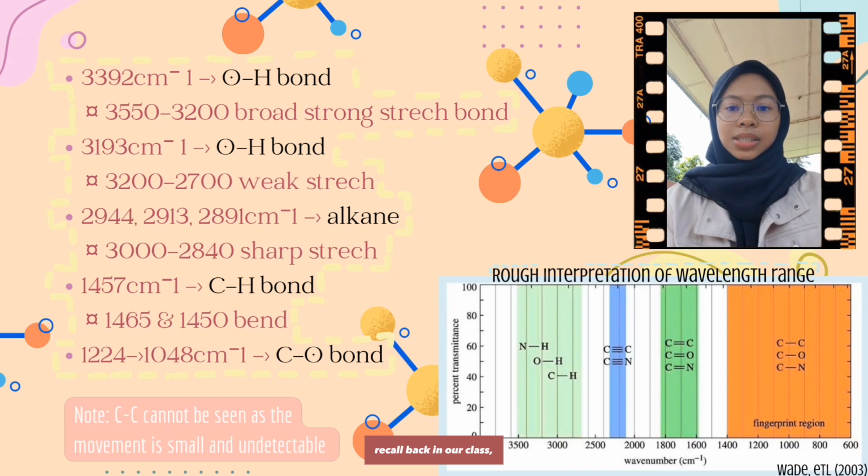Recall back in our class, the C-C bond cannot be detected in the IR spectrum as its movement is very weak. However, the C-C bond is still present. All the peaks were compared from a table provided by Sigma Aldrich. This is the end of our interpretation because our syllabus doesn't include further interpretation in the fingerprint region. Note that some peaks cannot be identified as they appear due to noisy movement of various bonds. That's all from the glucose spectrum interpretation. Thank you.